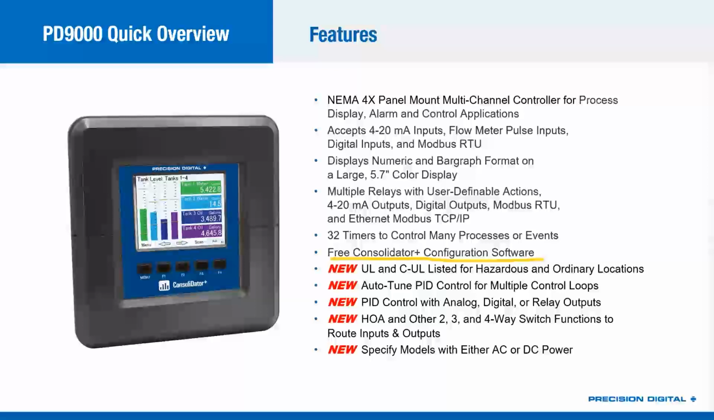Those are all existing features. Let's talk about what's new. That's why we're here, of course. So we are now UL and CUL listed on the Consolidator Plus for hazardous and ordinary locations. And if you're asking yourself, what's the difference? What the heck is CUL? We'll get into that in a minute.